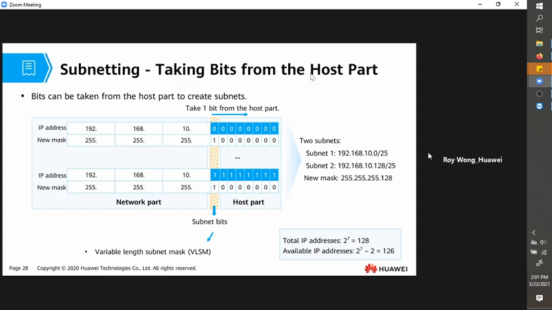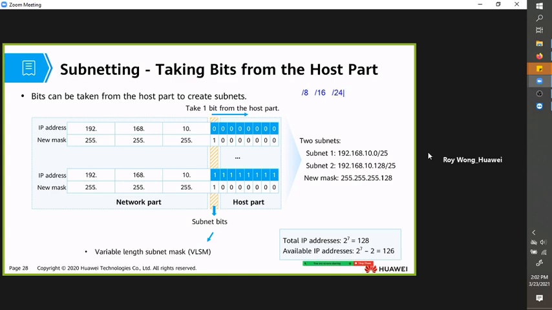Taking a bit from the host part: bits can be taken from the host part to create the subnet. So we don't necessarily use numbers like /8, /16, /24. Sometimes you can also borrow. For example, in front here we have 24 bits. We feel that for the host part we actually don't need so many. So you can actually borrow. For example, there are 3 extra bits I want to give to the network. Is it possible? The answer is yes. You can do it that way, no problem.